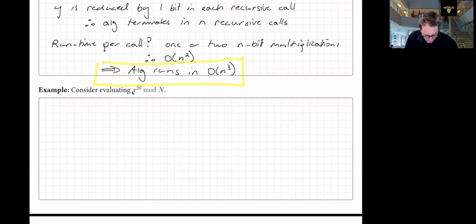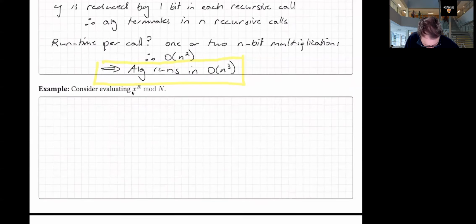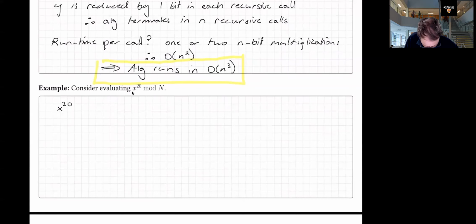So here's the case. Let's say we're evaluating x to the power of 20 mod n. So what the algorithm does is it instead evaluates x to the power of the floor of 20 over 2, squared, right? So to calculate this quantity here, it's going to instead calculate x to the power of 10, take a mod n, and then square it.